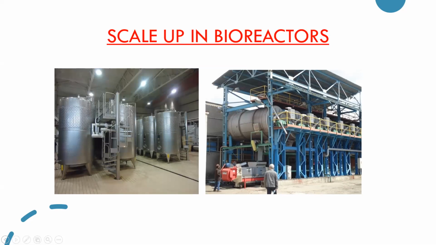So to take up a process from a capacity of 5 liters in the lab to the capacity of 1,000 liters in the industry, we need to keep track of certain parameters, because the same environment and the same kind of production conditions are required, but it is easier to maintain those conditions in a smaller scale fermenter in the lab as compared to the industries.